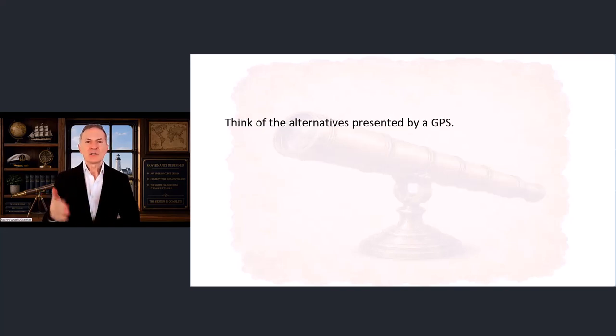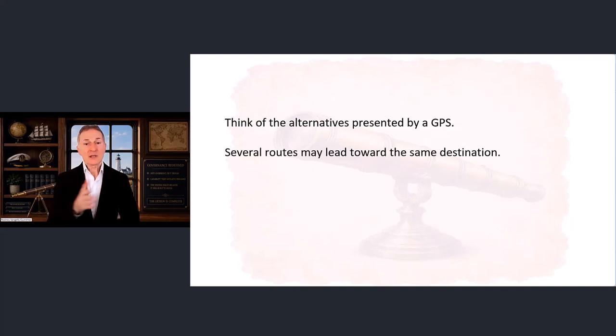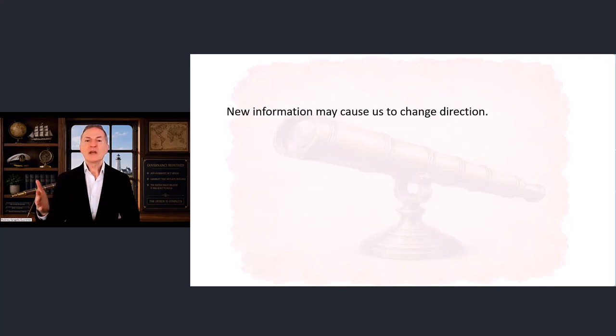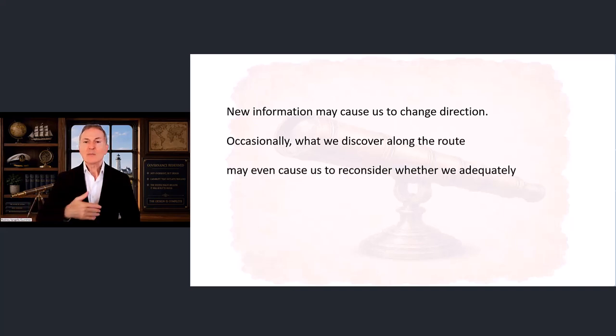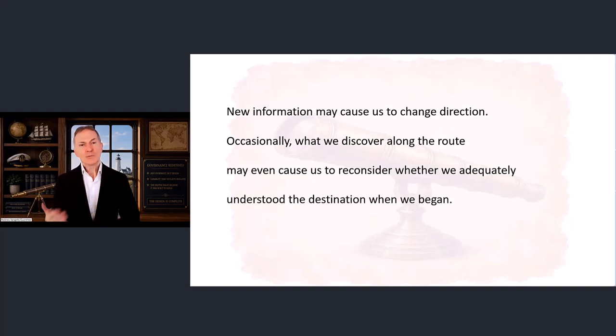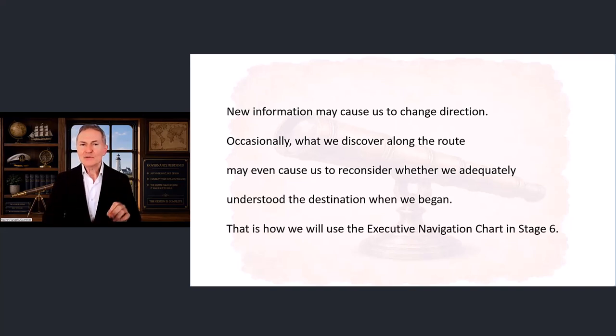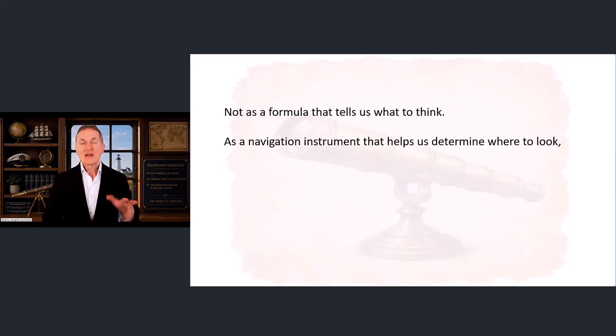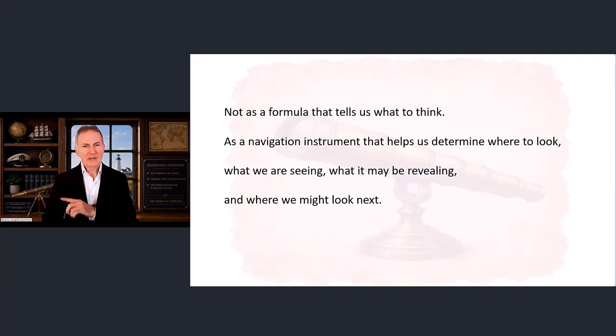Think of the alternatives presented by a GPS. Several routes may lead toward the same destination. One may be shorter, another may take longer, but reveal something the shorter route would have missed. New information may cause us to change direction. Occasionally, what we discover along the route may even cause us to reconsider whether we adequately understood the destination when we began. That is how we will use the executive navigation chart in stage 6. Not as a formula that tells us what to think, but as a navigation instrument that helps us determine where to look, what we are seeing, what it may be revealing, and where we might look next.